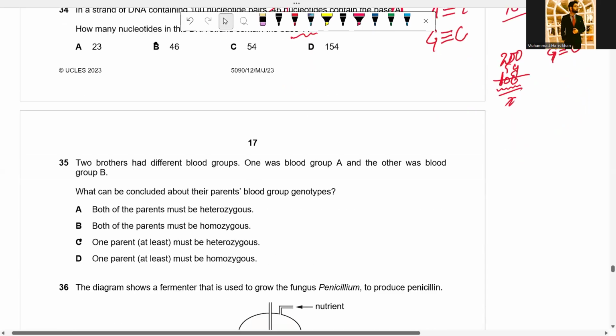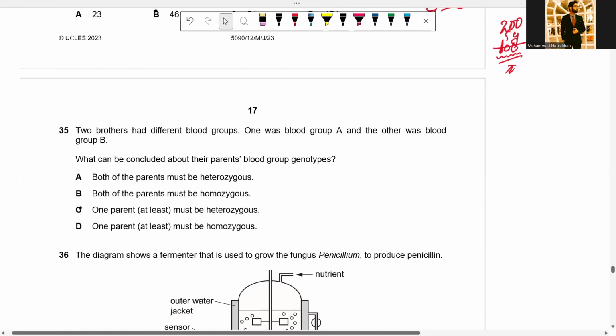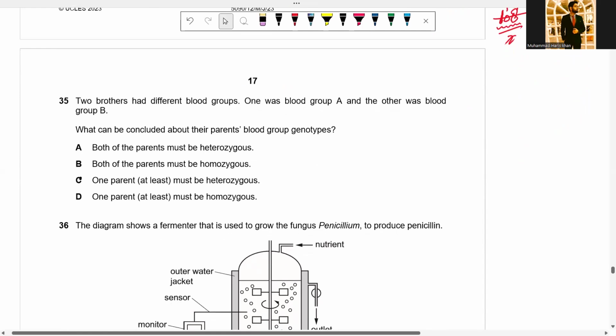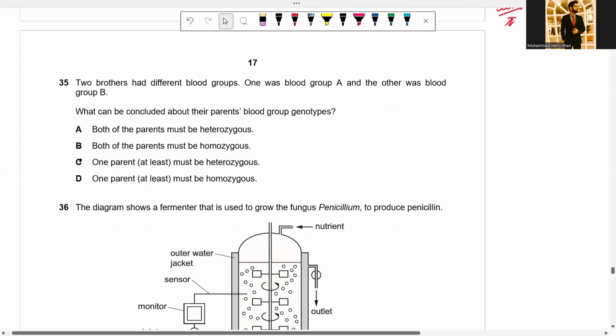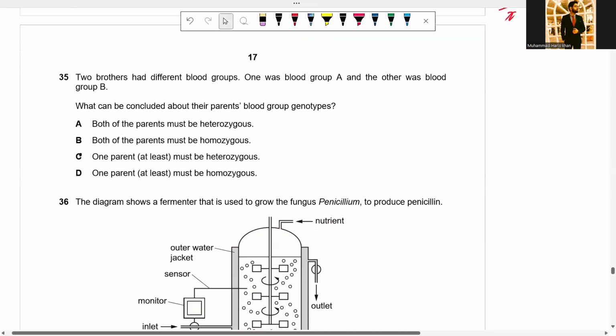MCQ number 35. Two brothers have different blood groups. One was blood group A and the other was blood group B. What can be concluded about their parents' blood group genotypes? A. Both of the parents must be heterozygous. It cannot be true because if one is AB and the other is heterozygous, it can be. Then it can also be the case. So this will not be our option.